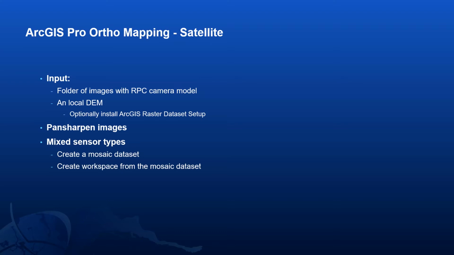Some users might want to process pan-sharpened images. The workflow is similar, just choose a pan-sharpened processing template during workspace creation. For mixed sensors, not recommended, but if you must process data from different sensors due to data availability, what you can do is to create a mosaic dataset first, then add data from different sensors to the mosaic dataset and create a satellite workspace from the mosaic dataset.